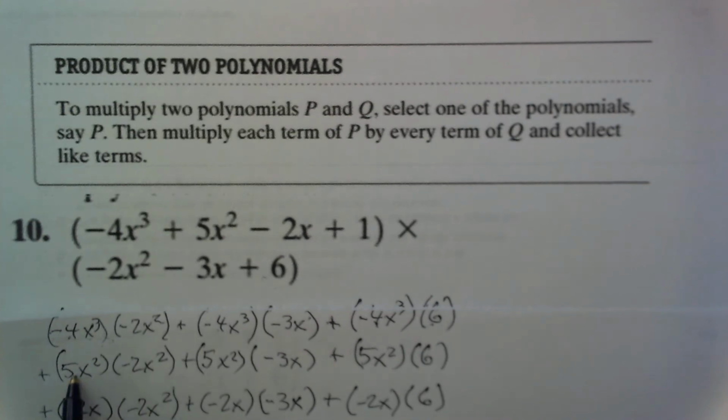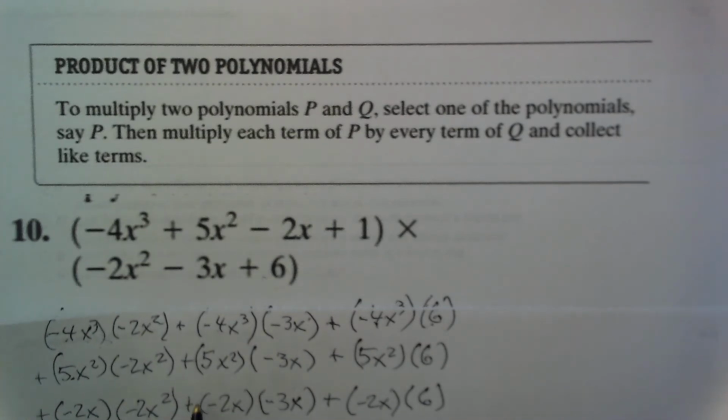Then we have 5 times minus 2 is minus 10, and x squared times x squared is x to the fourth. And we have 5 times minus 3 is minus 15, and x squared times x is x to the third. And then we have 5 times 6 is 30, and there's an x squared, 30x squared.